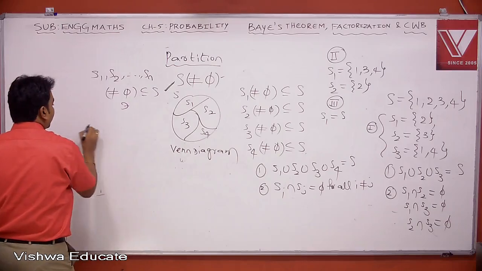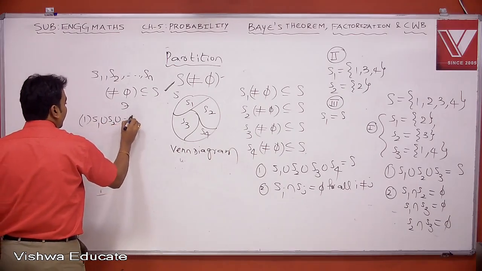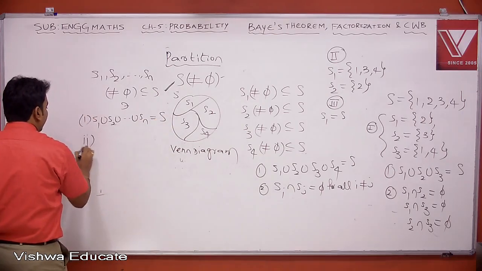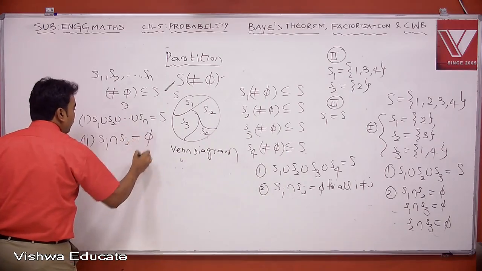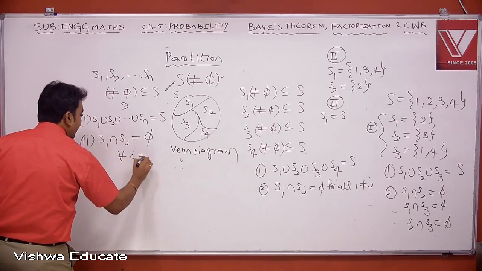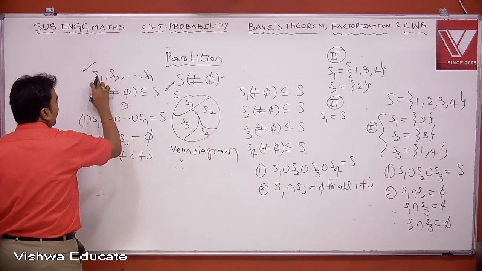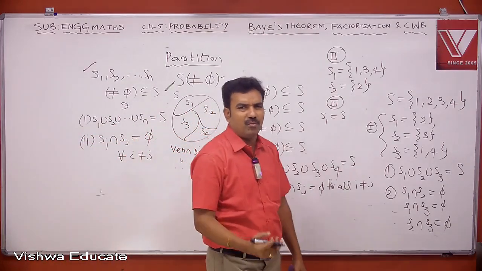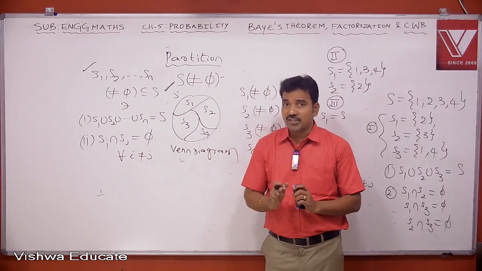such that they satisfy two properties: S1 union S2 union, and so on, union Sn equal to S. The second condition is Si intersection Sj equal to empty set for all i not equal to j. So whenever we have n non-empty subsets of S, S1, S2, Sn, n can be 1, 2, 3, etc. But finitely many non-empty subsets of S.